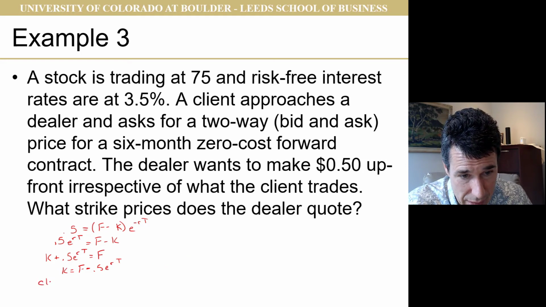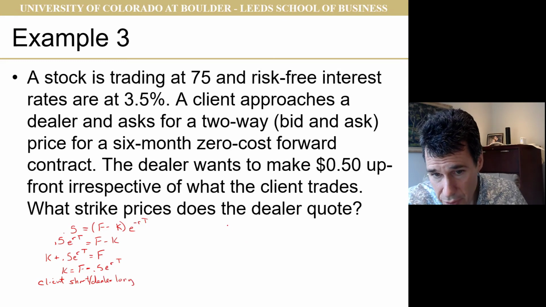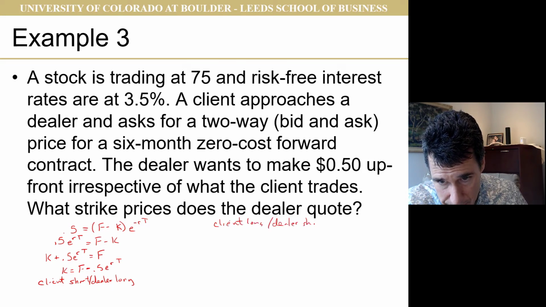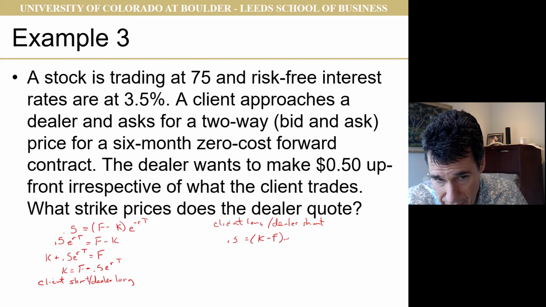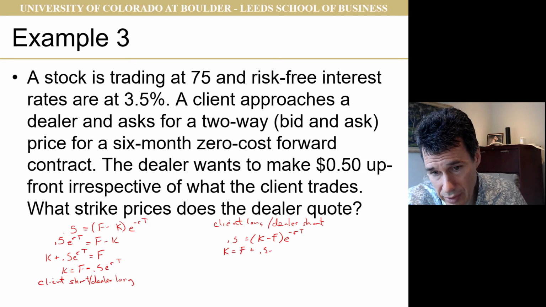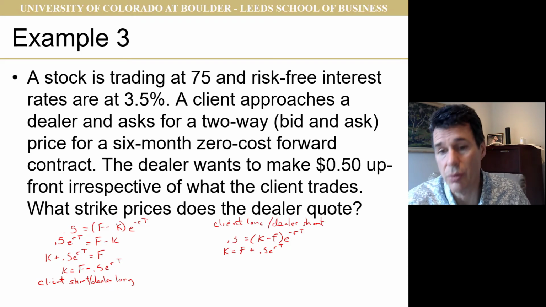So this is client short, which is the same as the dealer goes long. And the alternative is the client is long, which means the dealer goes short, which means that the 50 cents is equal to K minus F e to the minus RT, and we go through the same thing and we get K equals F plus the 50 cents e to the RT, the 50 cents grown to the maturity of the contract.